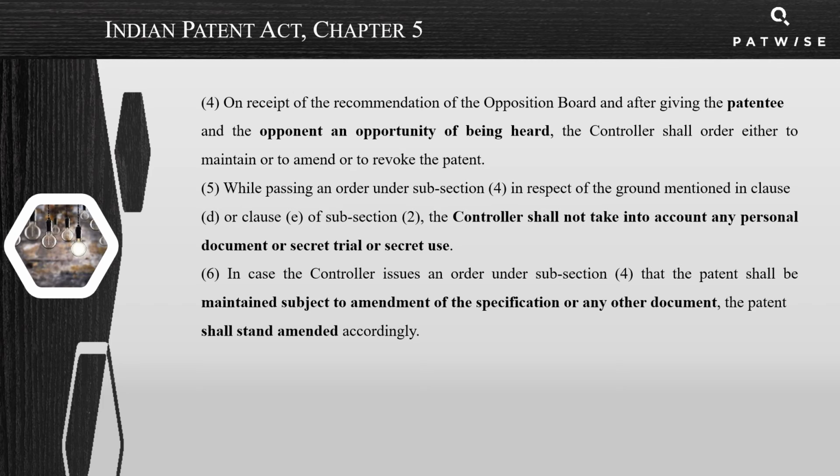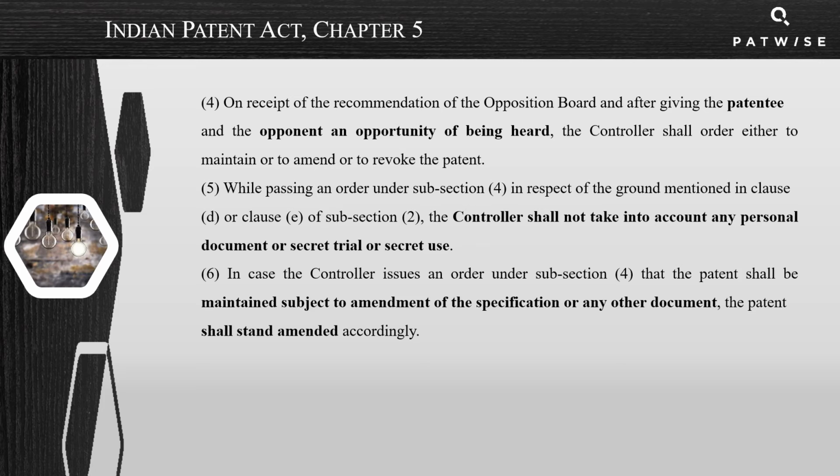He has to give an opportunity for both the opponent as well as the patentee before he takes any decision which is contravening. Further, it is very important to note that the controller cannot take his decision based on any personal documents that are given to him or be involved in any kind of secret trial. Since there are two parties involved, any document relating to the facts of the ground has to be given to the applicant also.